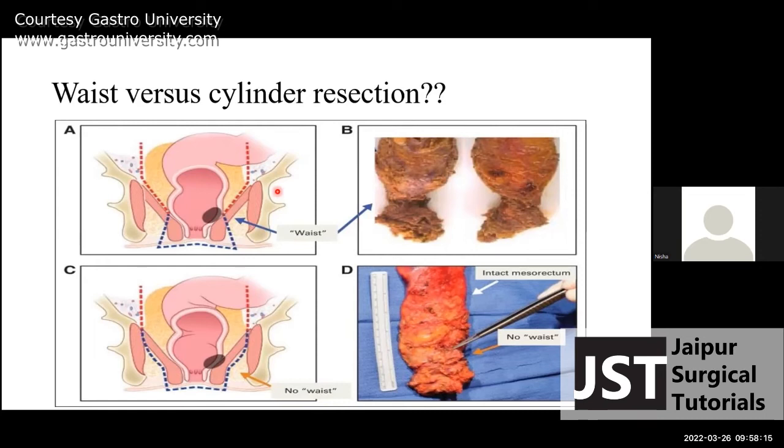So what is called as a traditional APR or the standard APR is called as a waist, where we cone out the specimen. While in the ELAPE, we don't cone out. We maintain the cylindrical shape. The end result after the resection is the cylindrical appearance of the specimen, because we are taking out the levator ani at the level of the lateral attachment.